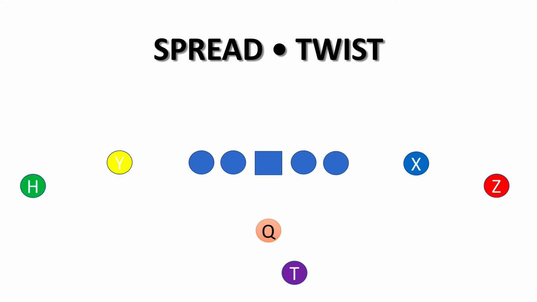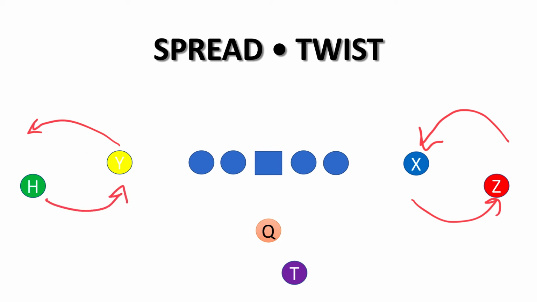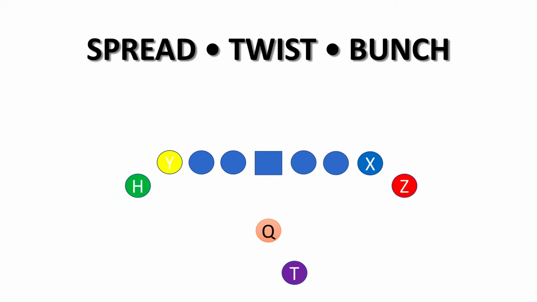Okay, the next tag here we have is twist. So we got a bunch tag and a twist tag so far. Twist just means that the outside receivers and inside receivers switch their alignment. So if you notice, the X went there and the Z went there. The Y went there, the H went there. So that's all twist does. So I bet you can guess what the next one is going to be. That's right. Spread, twist, bunch.